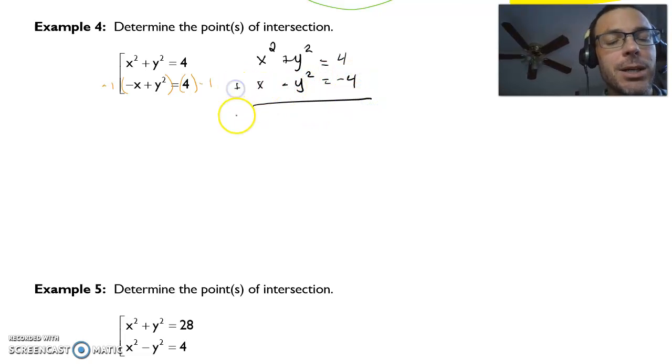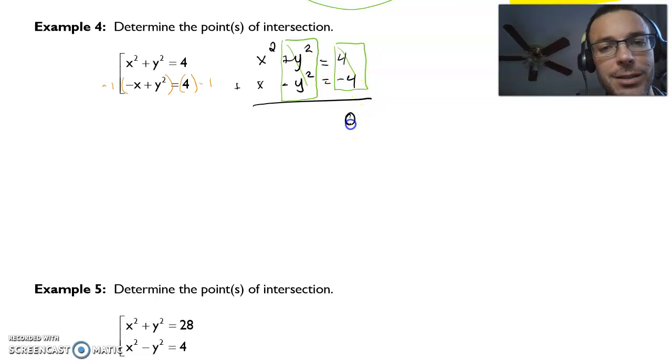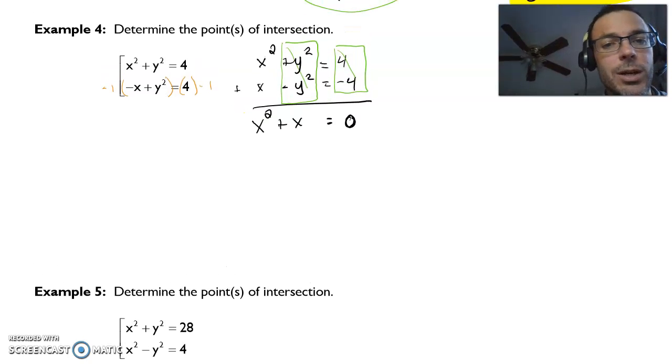Now I can add my equations, but these are not like terms. Okay? Y squared minus y squared eliminates, and in fact, so does 4 minus 4. But I'm not going to just eliminate 4 minus 4 because that's the only thing on that side of my equal sign. That's going to equal 0. But the left side becomes x squared plus x. It's not an x squared. Now I have a quadratic that I have to solve.